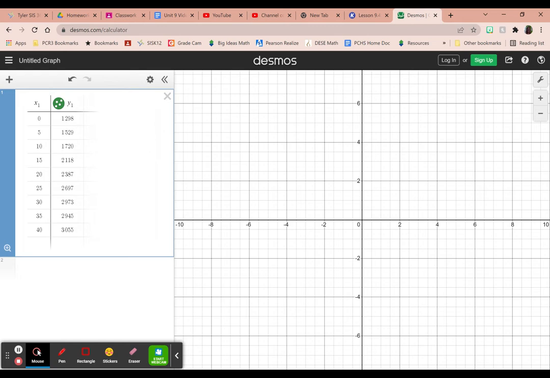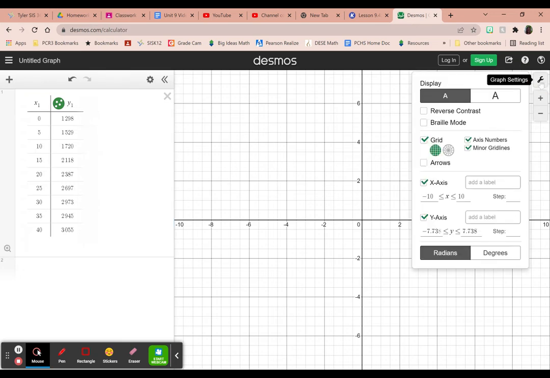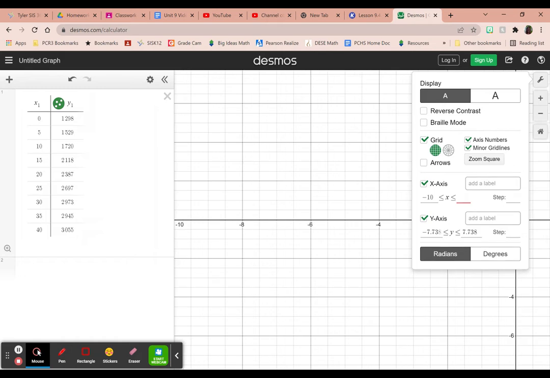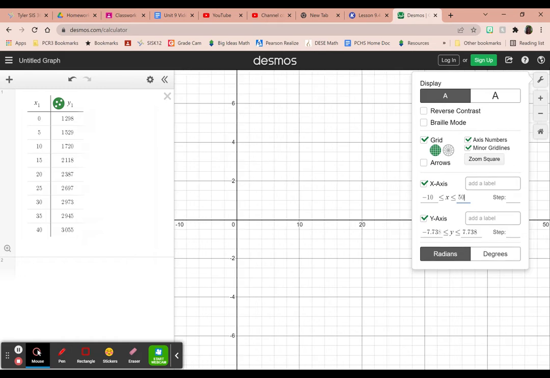Okay, then this is the part you probably haven't done yet. Because our numbers are so big in our chart, our graph isn't showing anything, because this graph doesn't go far enough to reach these numbers. So we have to adjust our axis. This wrench up here in the right corner is going to let us do that. My x-axis, you can see our numbers go from 0 to 40. So I'm going to say from negative 10, and I'm going to change this to be 50 so that it shows me all the way across.